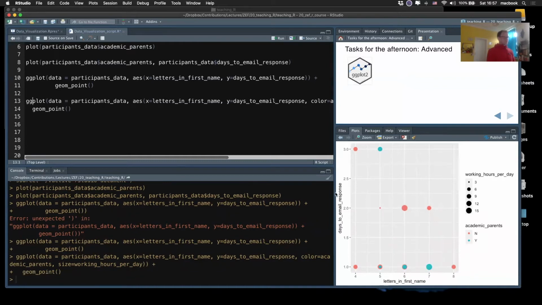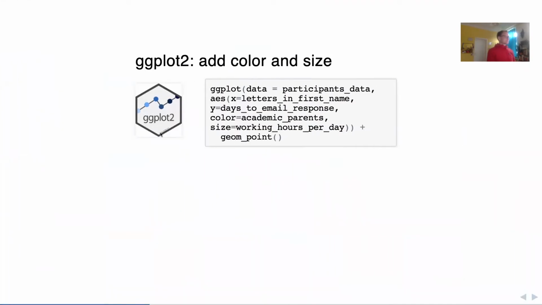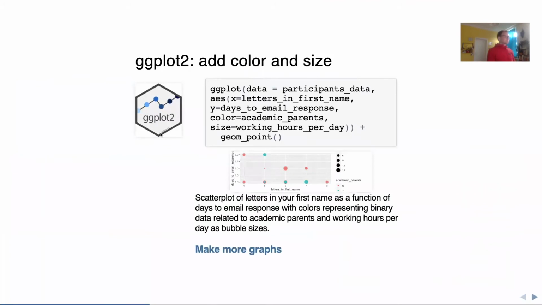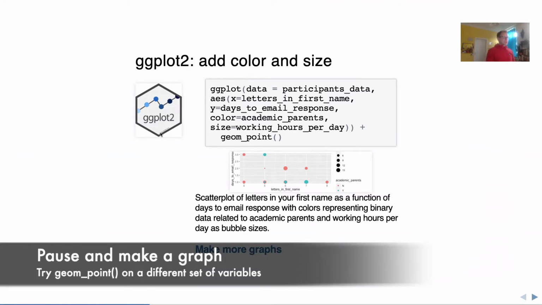And here you can see, you get a nice plot. Now the data points are in the same locations, but we can see the size is different according to the working hours, and the colors are different according to academic parents. There's some overlap with some of these points. And that's how you add colors and size. That's how you adjust the aesthetics of the plot. I'd invite you now to take a break and make some more graphs.